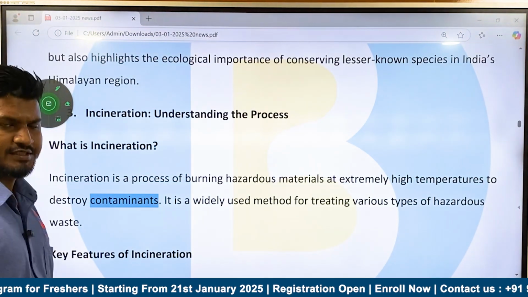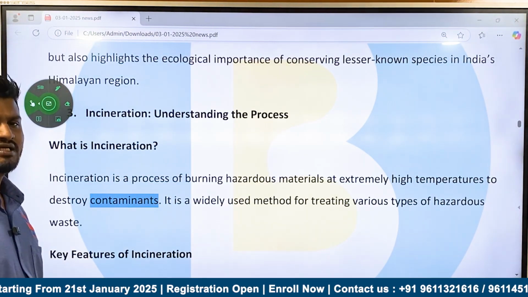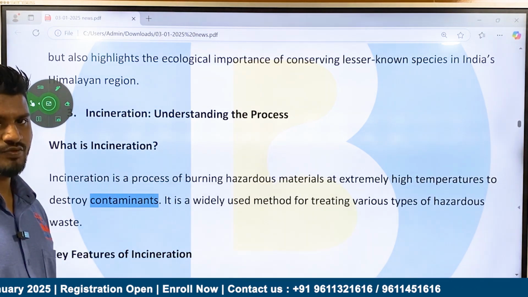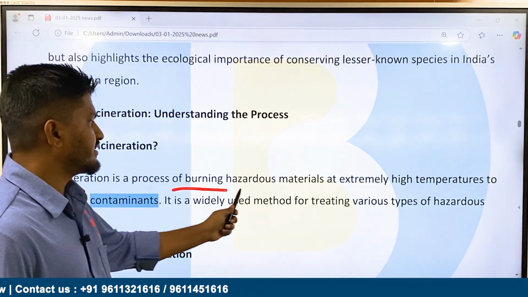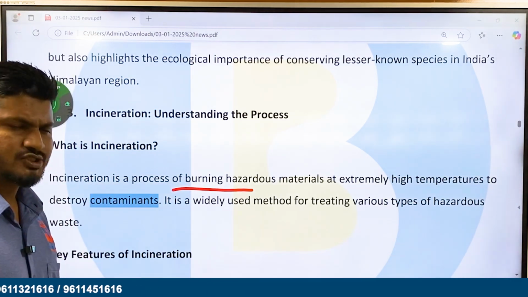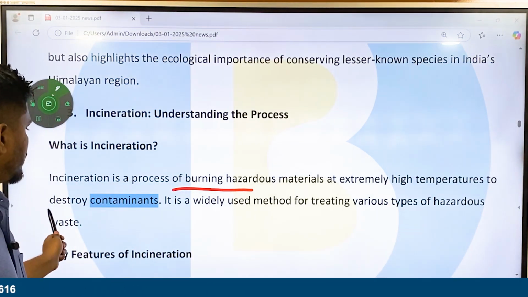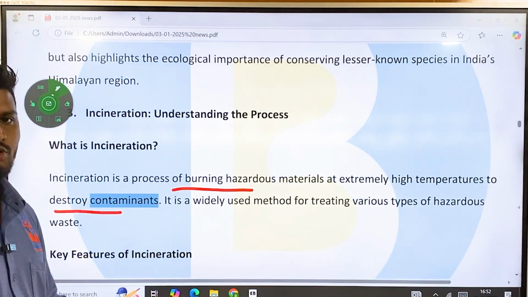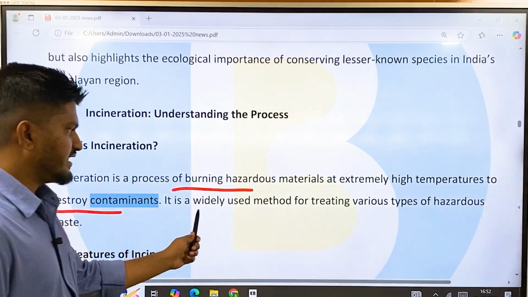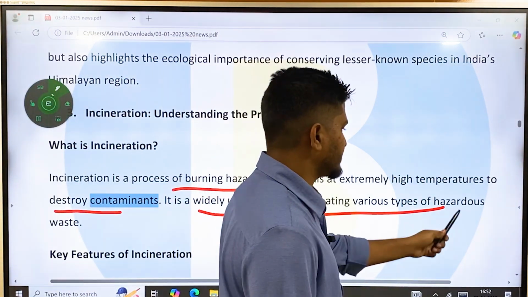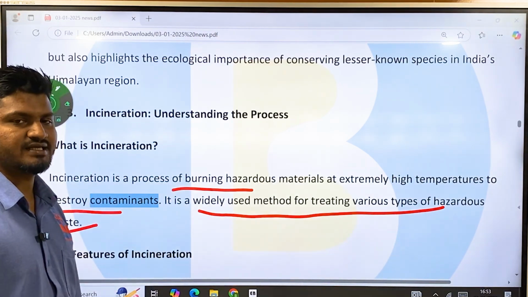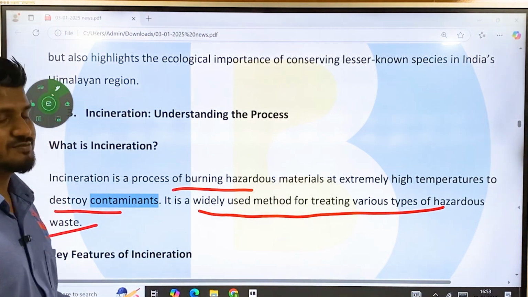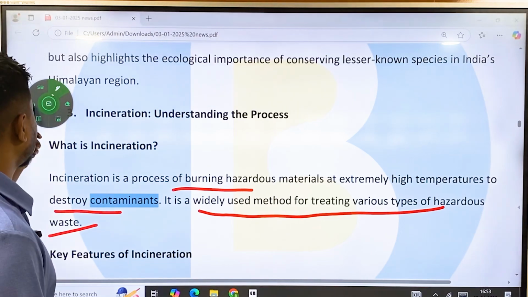So what is incineration? Basically, incineration is nothing but burning of certain things. It is a process of burning hazardous materials at extremely high temperatures to destroy the contaminants present in the pollutants. It is a widely used method for treating various types of hazardous waste such as plastic, radioactive waste, etc., which are disposed of using this method, that is, incineration.